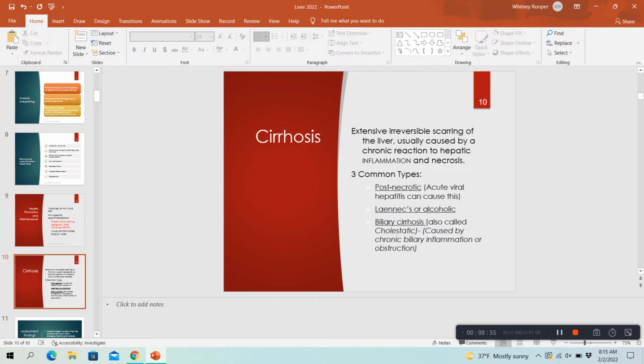Cirrhosis. Pathophysiology of cirrhosis. It is an irreversible scarring of the liver. It cannot be reversed. Okay? It's caused by a chronic reaction or an inflammation. And eventually can cause necrosis of the liver.